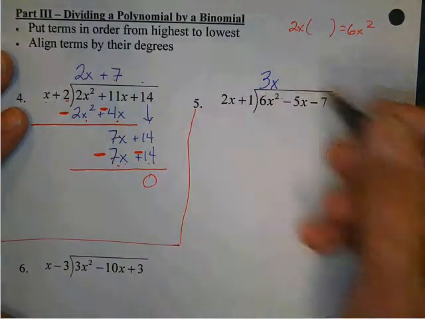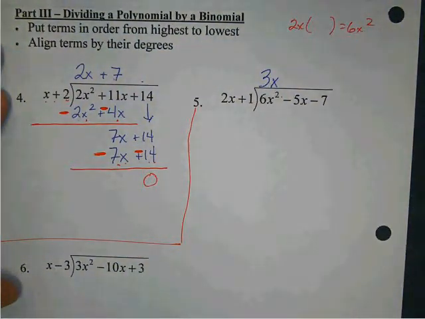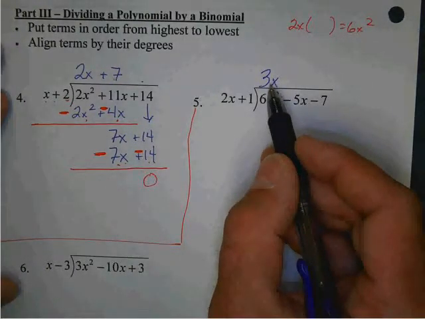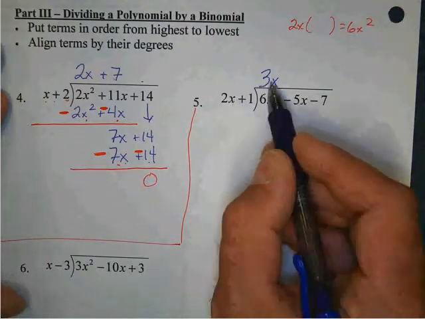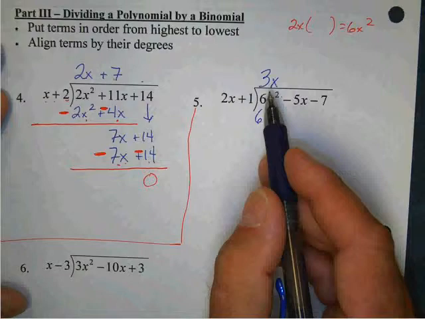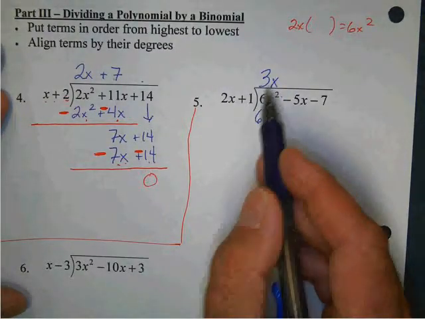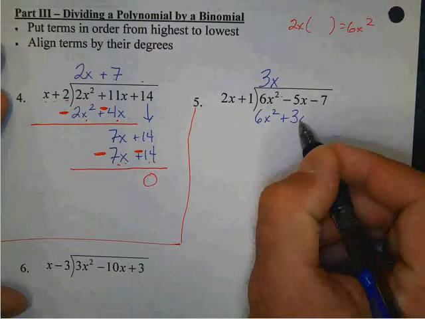Ryan, are you good at distributing? Do you feel comfortable doing that? All right, who can feel comfortable distributing for me? Luke, go ahead. Don't you do 2x times 3x and you get 6x squared? But is that the only thing we're multiplying? No. And then you do plus 1 times 3x and you get plus 3x. Okay, so we're going to put a plus 3x there.